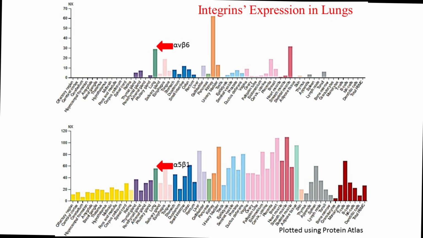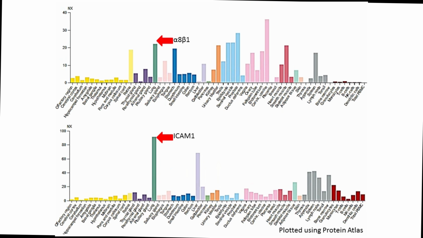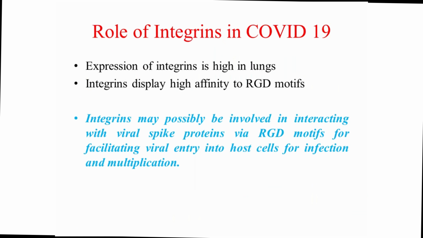I checked the expression of integrins in lung cells and found that the expression of some integrins such as alpha V beta 6 and alpha 5 beta 1 and some others is very high. This indicated and suggested that integrins may have a role in virus attachment with host cells.